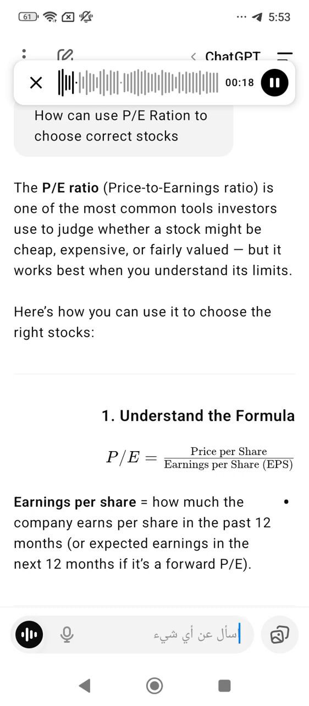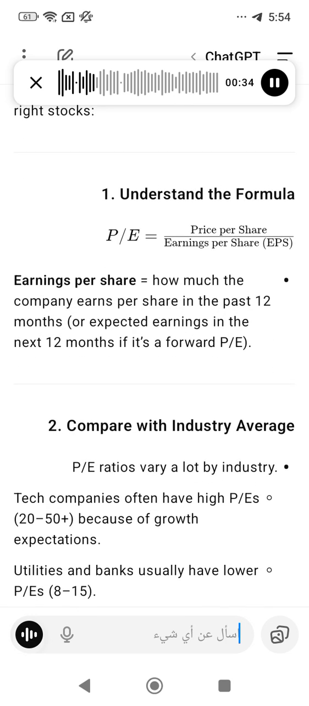1. Understand the formula. PE = price per share divided by earnings per share, EPS. Price per share equals what the stock costs today. Earnings per share equals how much the company earns per share in the past 12 months, or expected earnings in the next 12 months if it's a forward PE.